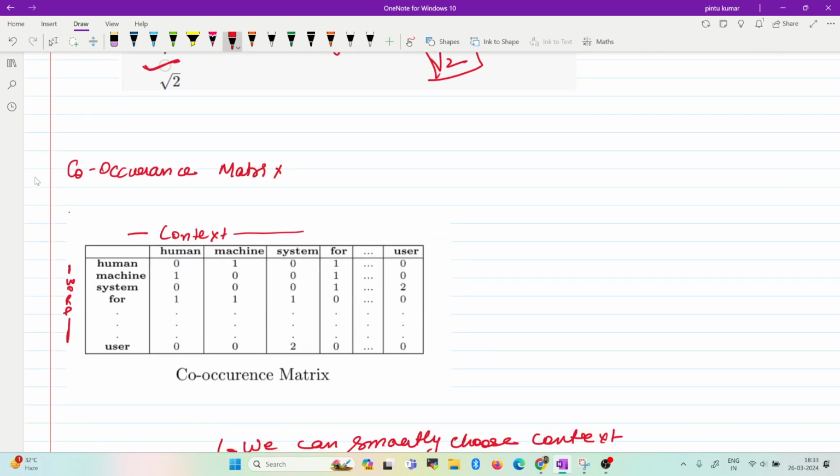The second method of representation that people can use is something known as the co-occurrence matrix. Now, I'll just give you an example.